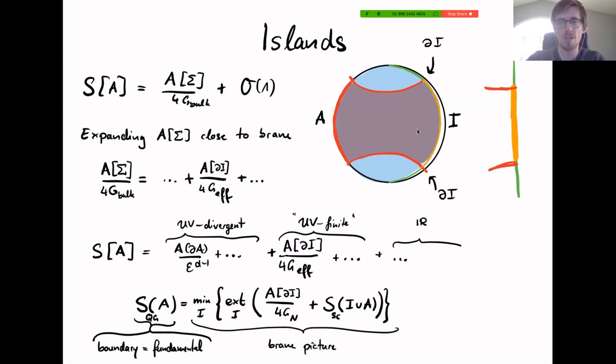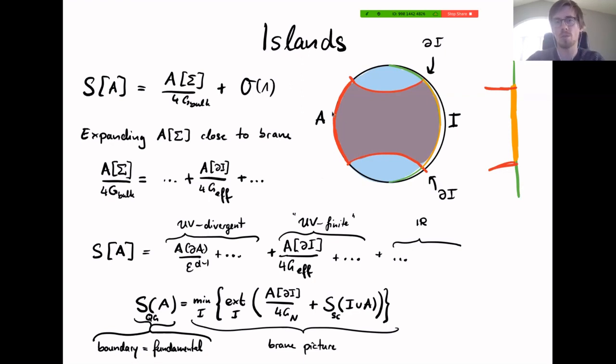And it turns out, if you calculate what this contribution is, it will take the form of the area of the boundary of your island over 4 G effective, as I've called it here. And G effective is just the gravitational coupling in my brane theory. And so really, I can split the area of my RT surface, which is supposed to give me the entropy of this region A, into 3 pieces.